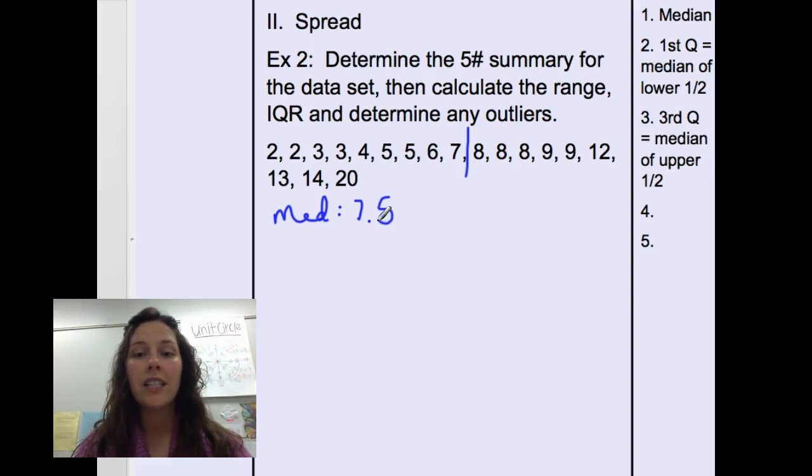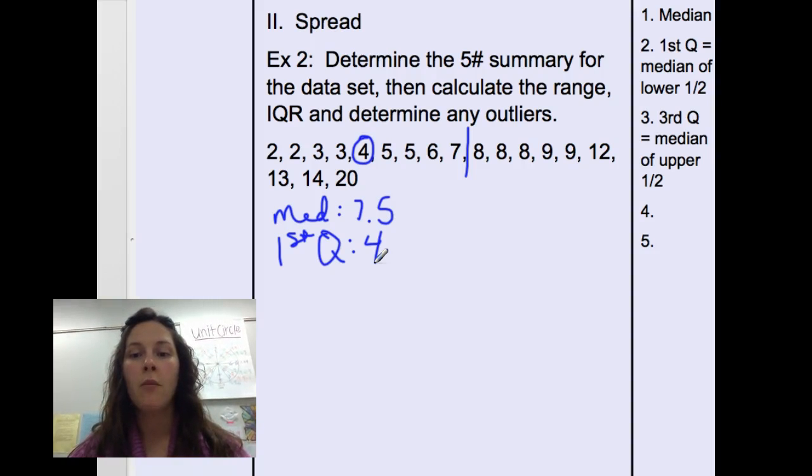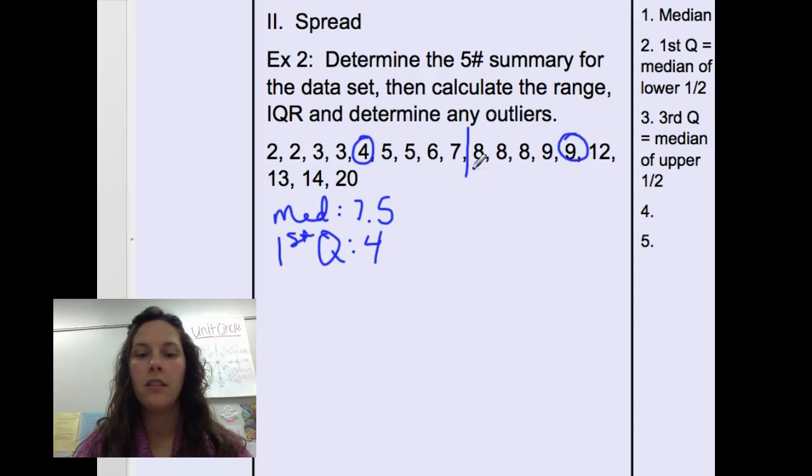So now we have 9 data values, so we have one that's right in the middle, so that's our first quartile. It's also known as the lower quartile. Then we're going to do the same thing for our third quartile, or our upper quartile. Find the one that's right in the middle. So our third quartile is 9.